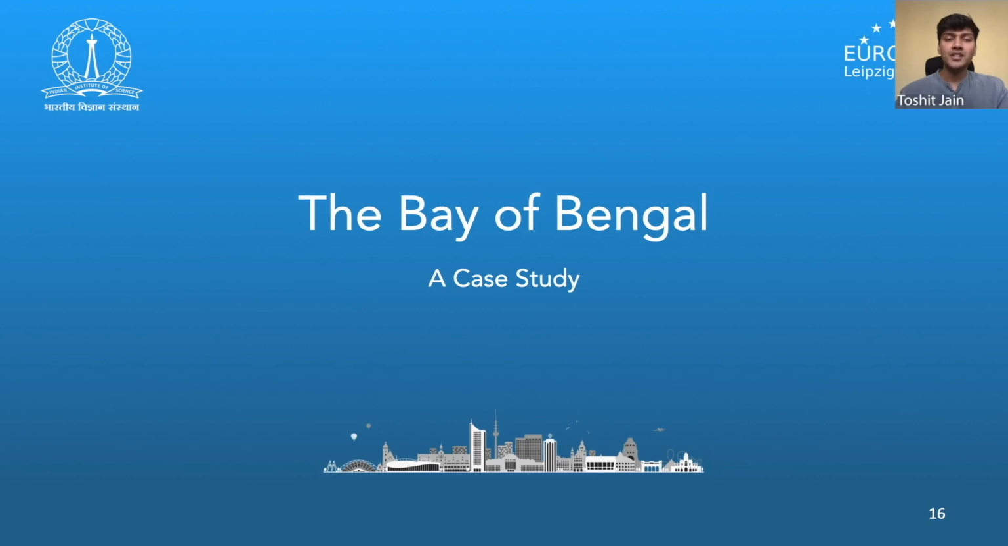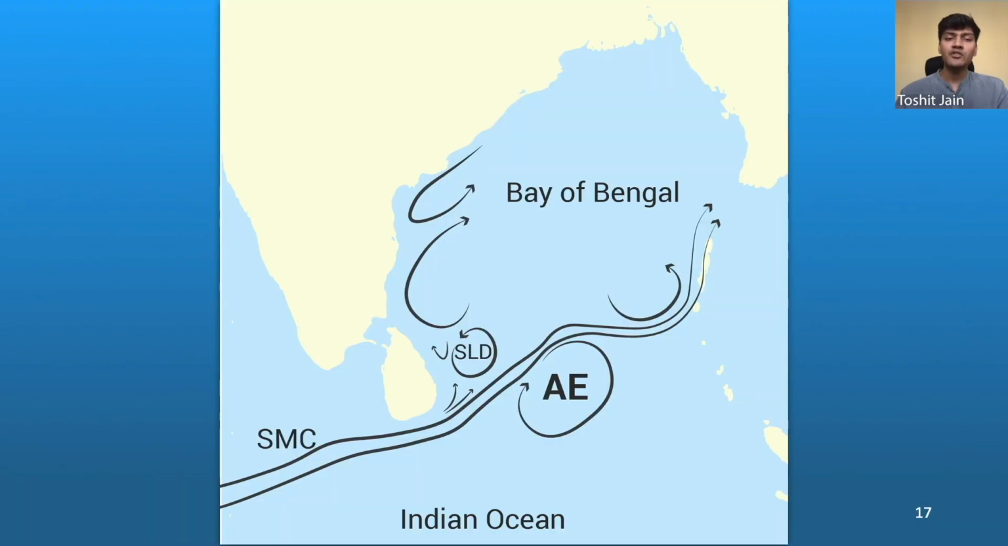We now present a case study on the Bay of Bengal using the filters and modules from pyParaOcean. Here's a rough schematic of the major currents and eddies in the bay during the monsoon season. The lighter yellow color is the landmass, the Indian peninsula, and Sri Lanka is the island on the bottom right. A large anticyclonic eddy is located to the right of the southern monsoon current, and a cyclonic eddy, known as the Sri Lanka Dome, is to its left. In this case study, we focus mainly on the anticyclonic eddy.